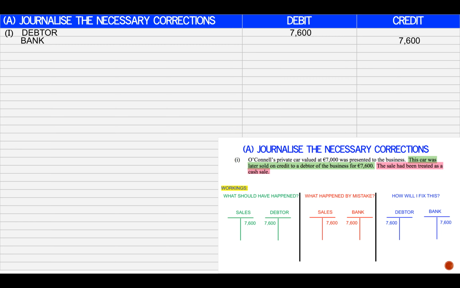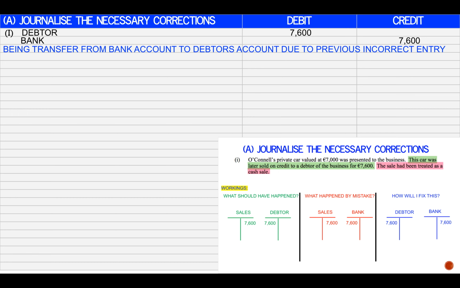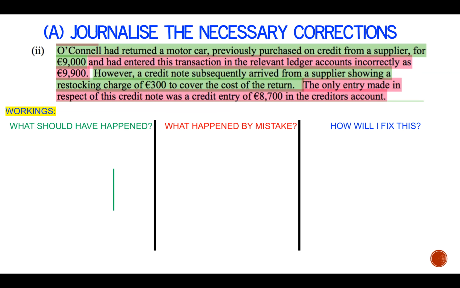Okay, so as you know, we have to do a narration now. So, being a transfer from bank account to debtor's account due to previous incorrect entry. Anything to that effect, as long as you are mentioning the debtor and the bank, or being the credit sale of a car to the debtor, being treated incorrectly, whatever you want, as long as you're mentioning something from the question. Okay, part 2.